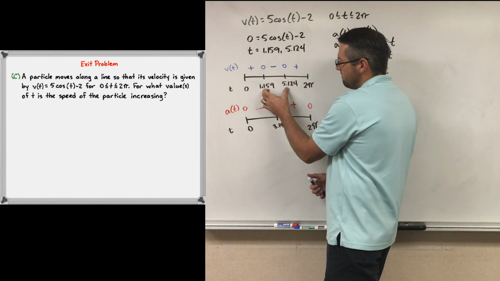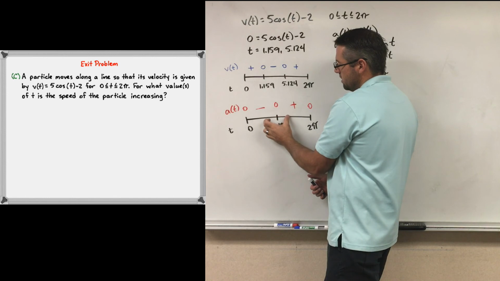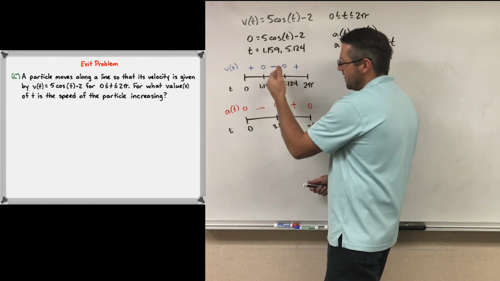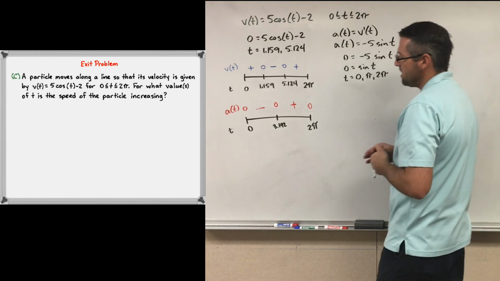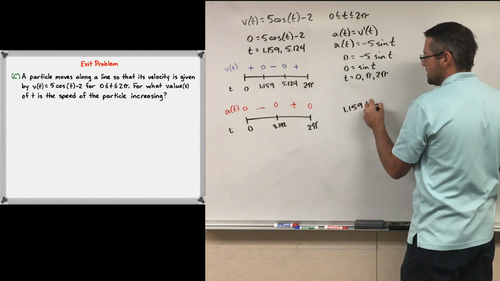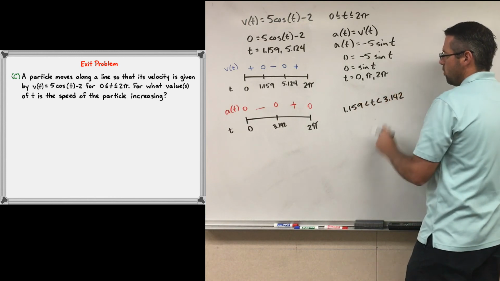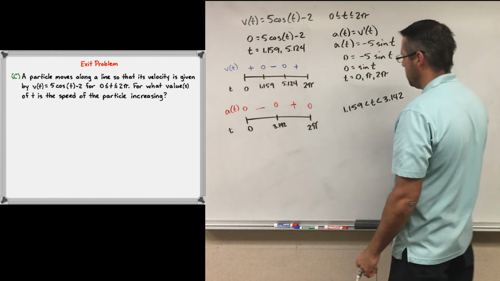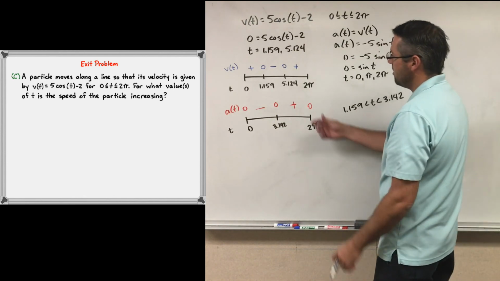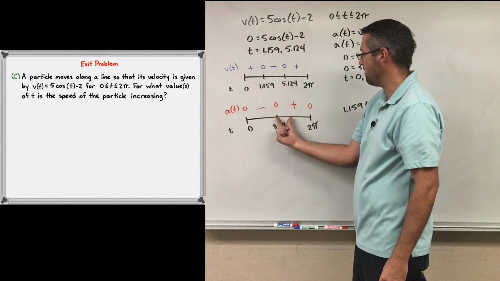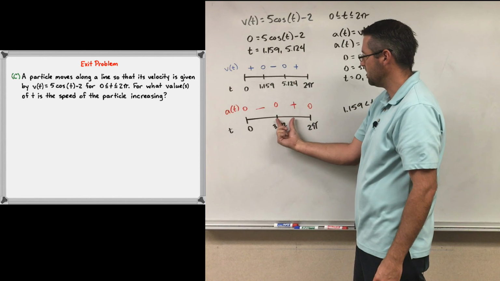From 1.159 to 5.124, we have a negative velocity, so we should have a negative acceleration in that window. Well, we do for part of it, but we don't in the other part. So what part has negative and negative for both of them? Well, that would be from 1.159 less than t less than 3.142. We can see that the velocity is negative within that window and the acceleration is negative within that same window. So therefore we're speeding up. For the next window from 3.142 to 5.124, we have opposite signs. So therefore we're slowing down within that region.